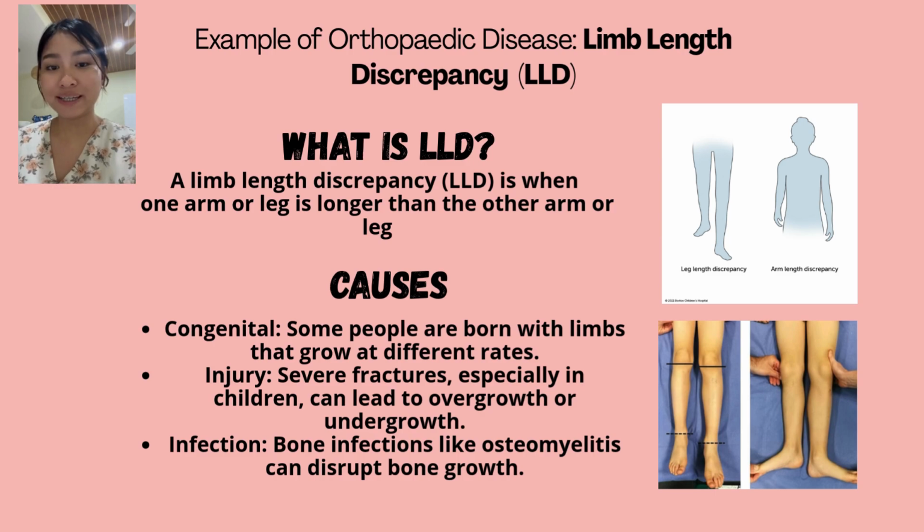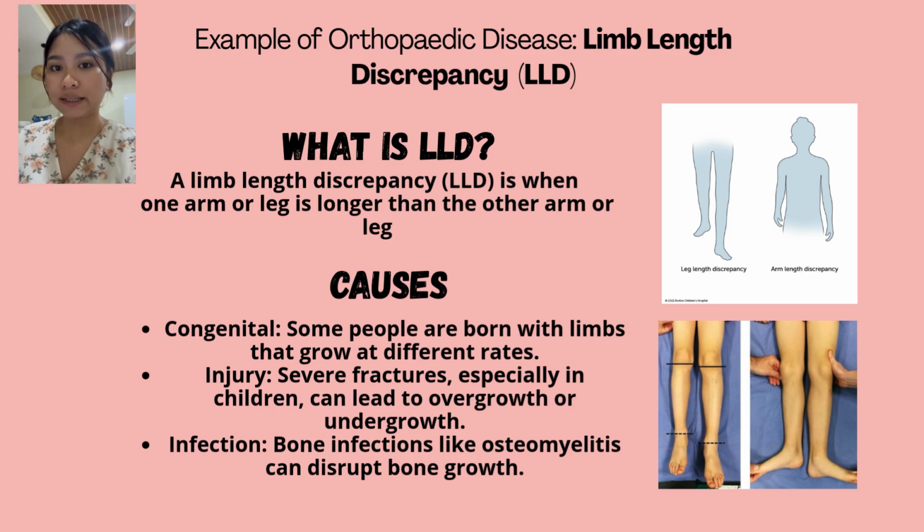Moving on to the clinical example which I chose: limb length discrepancy. Limb length discrepancy, or LLD, refers to a condition where one limb is shorter than the other. It most commonly affects the lower limbs, where one leg is shorter than the other, but it can also occur in the upper limbs, where one hand or arm is shorter than the other. Lower limb discrepancies are more clinically significant because they directly affect posture, gait, and weight bearing.